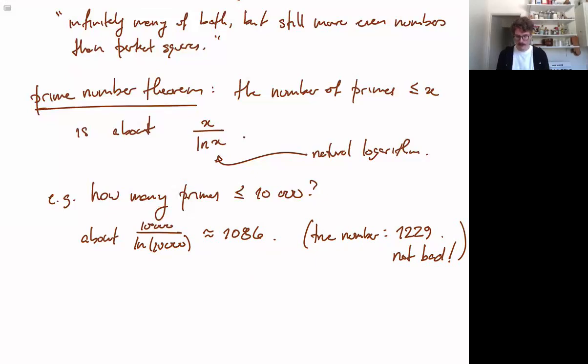So one more comment about the prime number theorem is that the fact that there are infinitely many primes, we proved just now, it was not too bad. The fact that the number of primes is about x over natural log x is quite a lot more difficult. So this is not something we can just prove in a couple of minutes. This is a fairly big, difficult theorem.